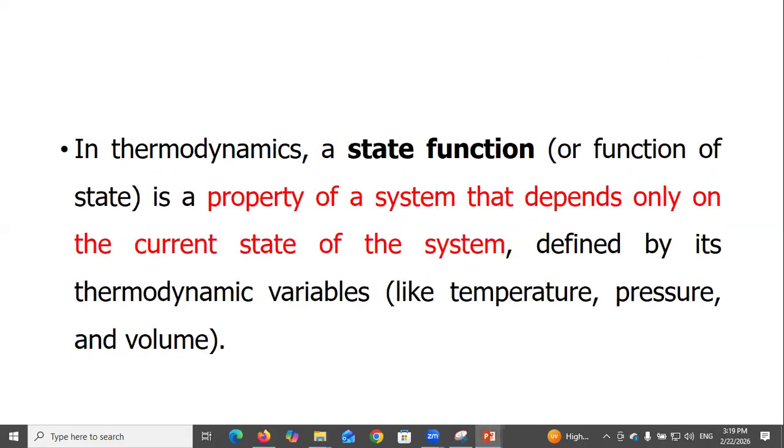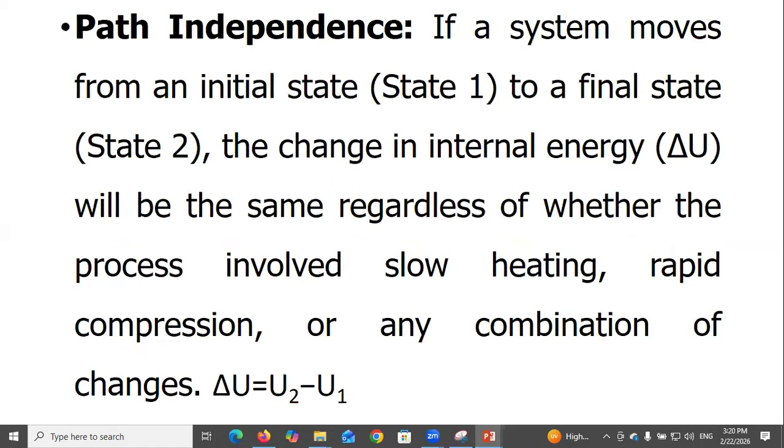In thermodynamics, a state function or function of state is a property of a system that depends only on the current state of the system, defined by its thermodynamic variables like temperature, pressure, and volume. Path independence.